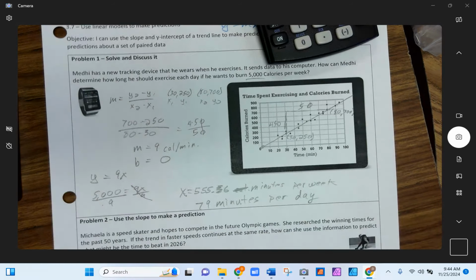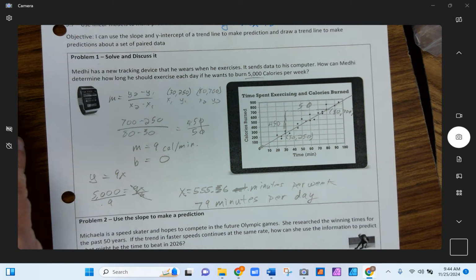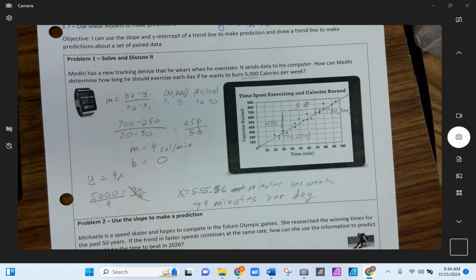But I mean, that's a lot of calories, right? Okay. Yep, there you go. Because that's per week, and then that breaks it down to per day.